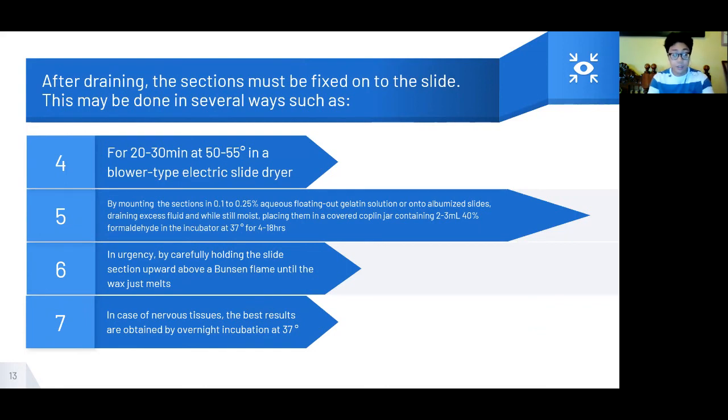In urgency, by carefully holding the slide section upward above a Bunsen flame until the wax just melts. And lastly, in case of nervous tissues, the best results are obtained by overnight incubation at 37 degrees.